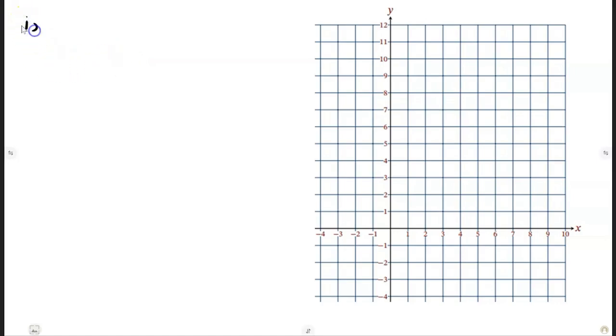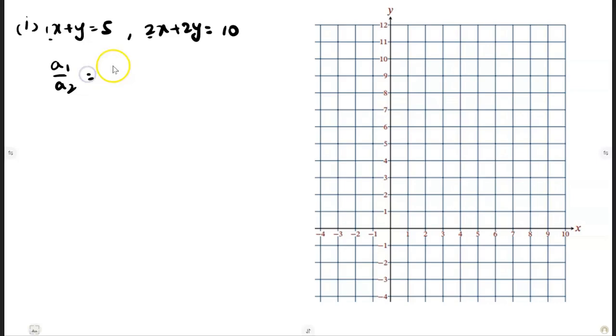The first question is x plus y is equal to 5. Another equation, 2x plus 2y is equal to 10. So in these two equations, let us think. Here a1 is 1, a2 is 2. So a1 by a2 is equal to 1 by 2. Similarly, let us find b1 by b2, which means the ratio of the coefficients of y. Here the coefficient of y is 1, so b1 is 1, and here the coefficient of y is 2, so b2 is 2. So a1 by a2 and b1 by b2 are equal.